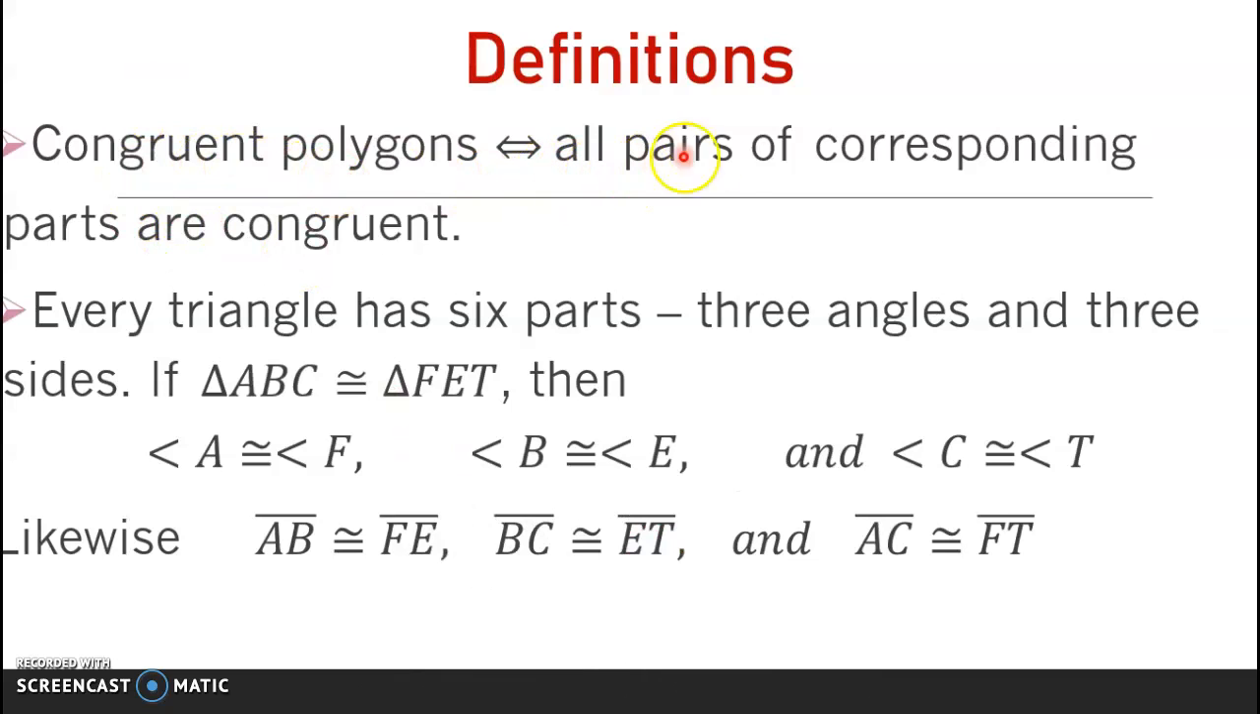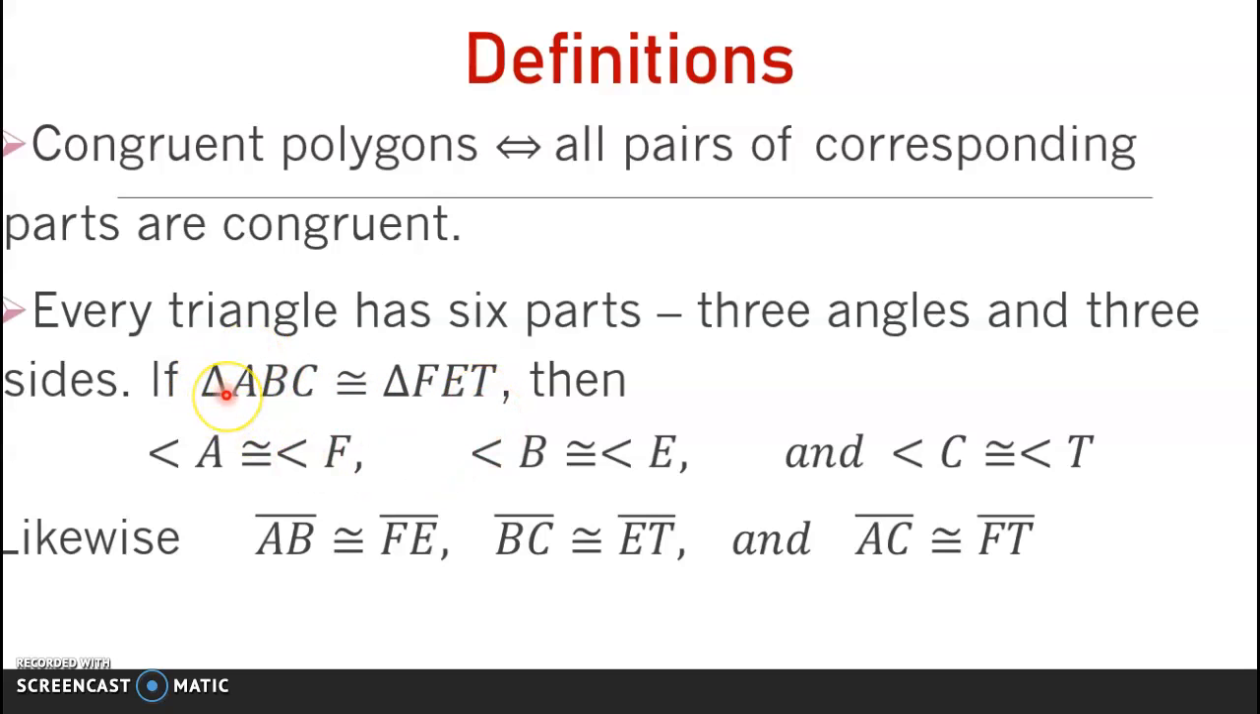Congruent polygons implies that all pairs of corresponding parts are congruent. Likewise, all pairs of corresponding parts are congruent implies that it's a congruent polygon. Every triangle has 6 parts, 3 angles and 3 sides. Each one of those angles has to be congruent, and each of the corresponding sides has to be congruent.